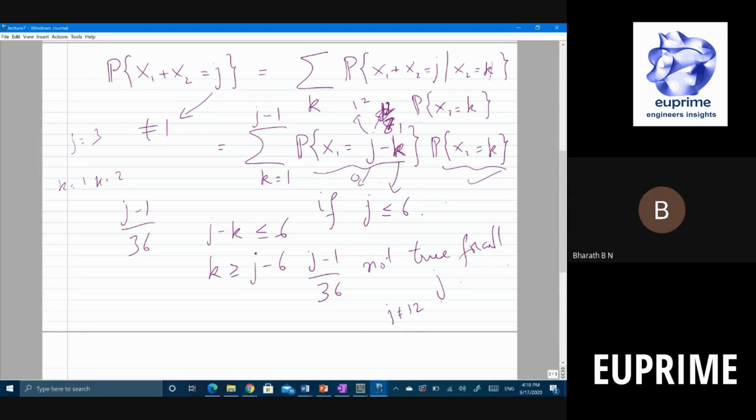So this will be j minus 6, till what is the maximum value? X1 can be, so j minus k should be greater than or equal to 1. That means k should be less than or equal to j minus 1. So k can go from j minus 6 to j minus 1. Will this work? j minus 1 minus j minus 6 is 5, 5 plus 1 is 6. So there are 6 terms. So this difference is at most 6.